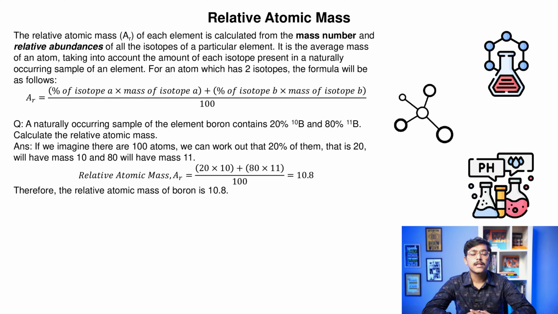To solve this problem, let us imagine there are 100 atoms of boron. We can work out that 20% of them, that is 20 of the atoms, will have a mass of 10 and 80 of them will have a mass of 11. Now we will plug in the values in the equation as follows to get an answer of 10.8. Therefore, the relative atomic mass of boron is 10.8.